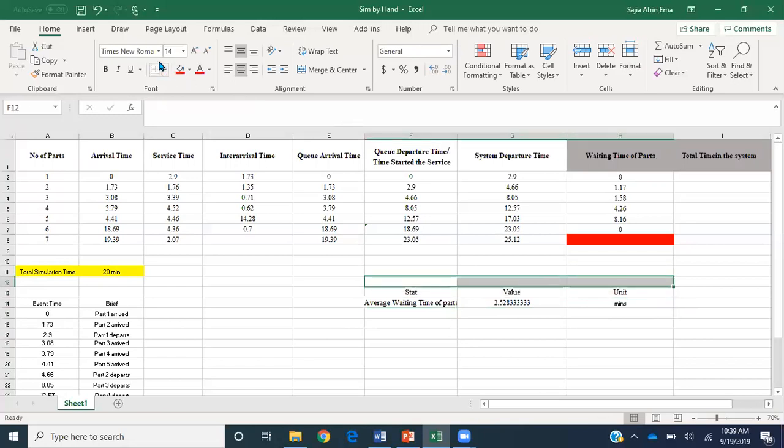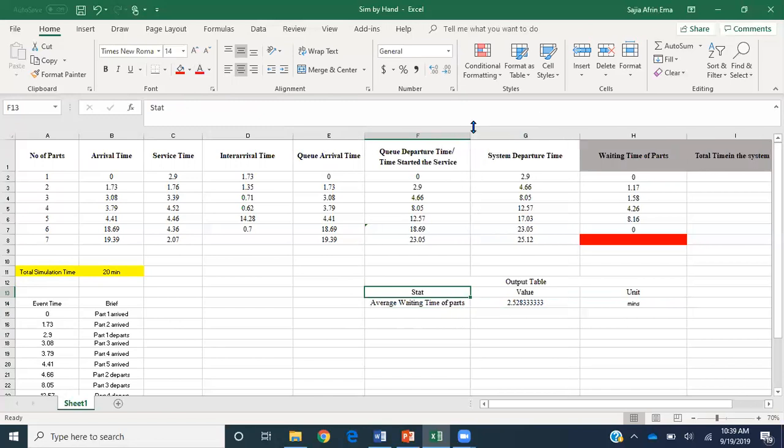So I'll just label it as output table. Yeah, and I missed an E. Okay, I'll put E over here. So this is the average waiting time of individual parts in the queue.